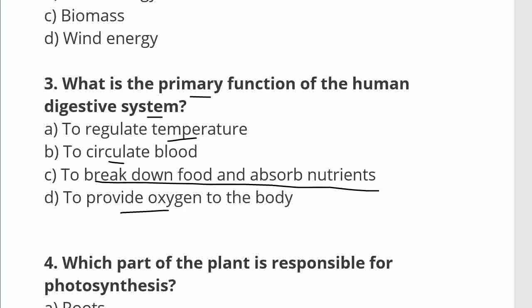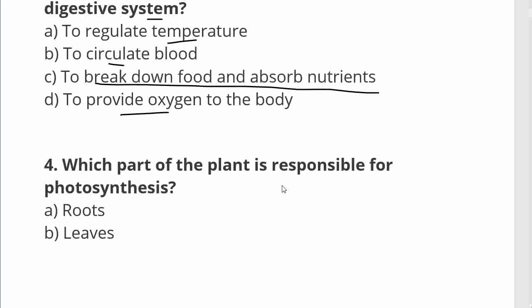The digestive system breaks down food mechanically and chemically into smaller molecules, which are absorbed into the bloodstream to be used for energy, growth, and repair. It involves the mouth, stomach, intestine, and accessory organs like the liver and pancreas.